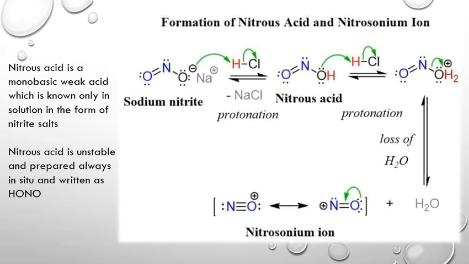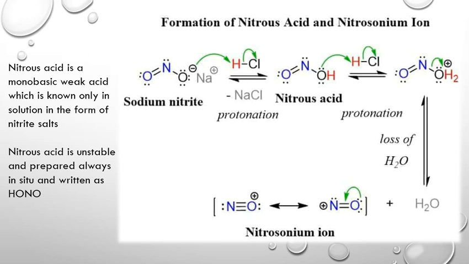Nitrous acid is a weak acid and only known in solution because it's unstable, so we have to prepare nitrous acid and use it in the solution. The structure of nitrous acid is HONO, produced from the reaction between sodium nitrite in the presence of hydrochloric acid. Hydrochloric acid will protonate the sodium nitrite to give nitrous acid.